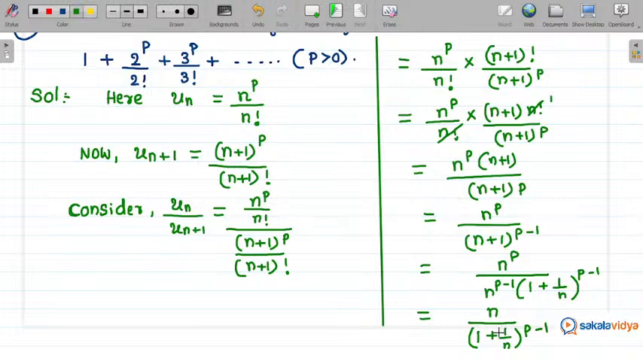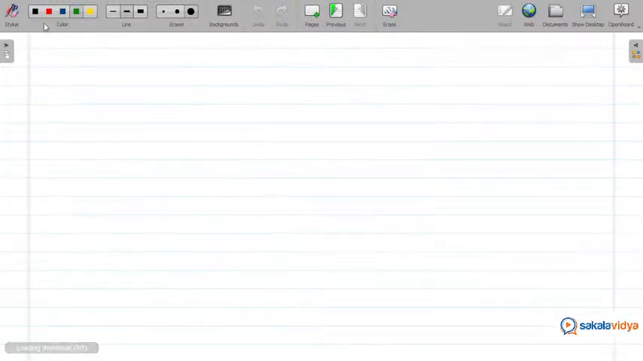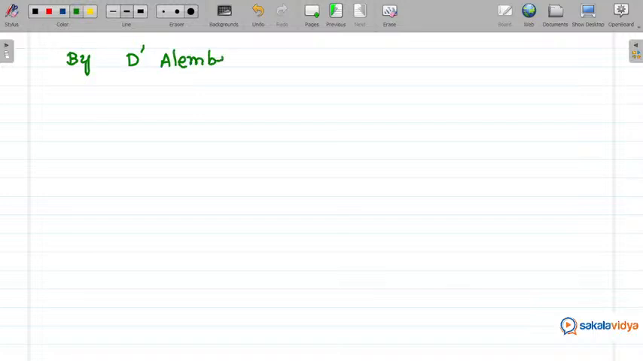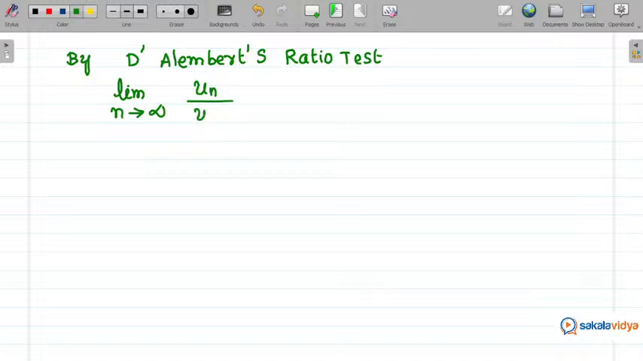Now, you can apply D'Alembert's ratio test. So, now we are going to apply D'Alembert's ratio test. So, by D'Alembert's ratio test, limit n tends to infinity un upon un plus 1.